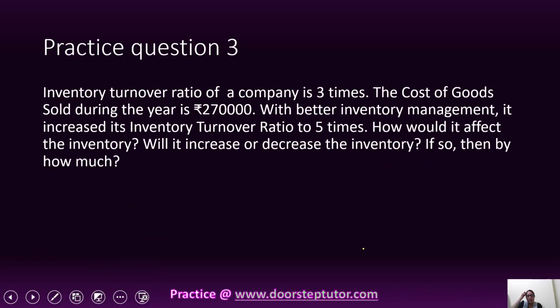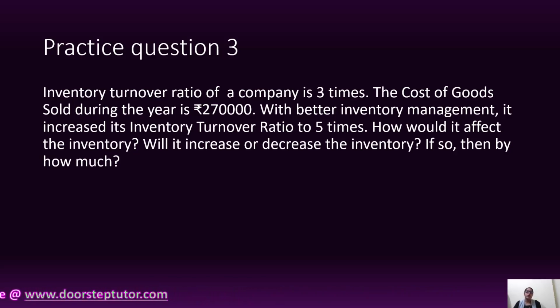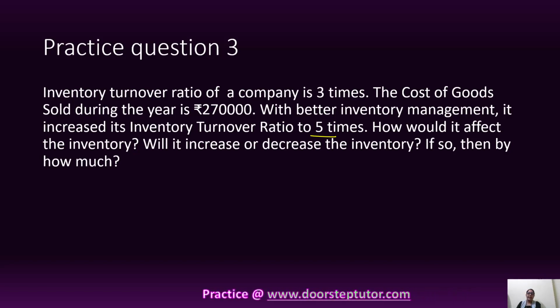And the next question. Inventory turnover ratio of a company is 3 times. The cost of goods sold during the year is 2,70,000. With better inventory management, it increased the inventory turnover ratio to 5. How would it affect the inventory? Will it increase the inventory, decrease the inventory? Or if so, by how much?